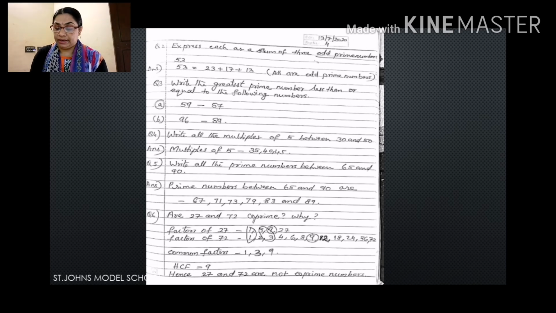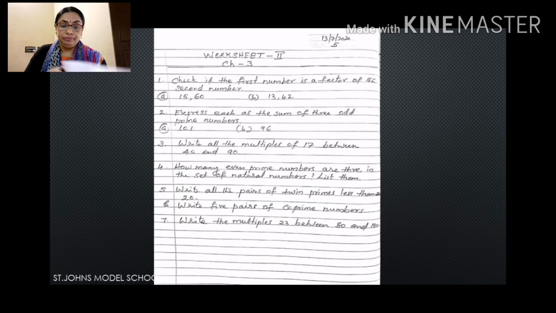Let us see factors of 27. We have 1, 3, 9, 27. And factors of 72 we have 1, 2, 3, 4, 6, 8, 9, 12, 18, 24, 36 and 72. Okay, and from this we have common factors as 1, 3 and 9, and the highest common factor HCF is 9 only. It is not 1. Hence these two numbers are not co-prime numbers. Okay, clear?